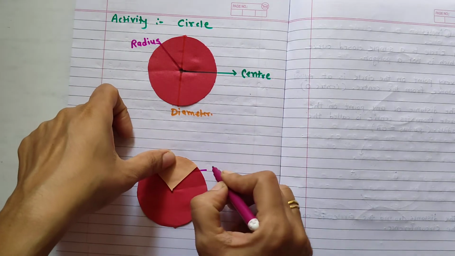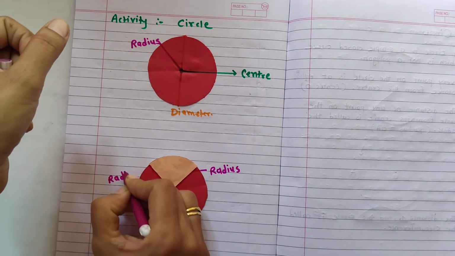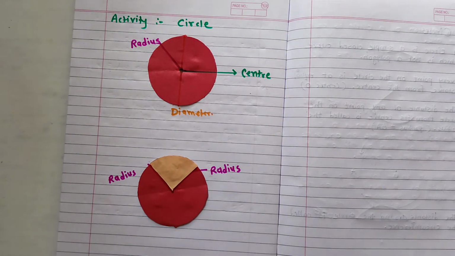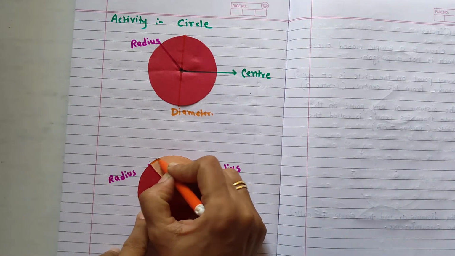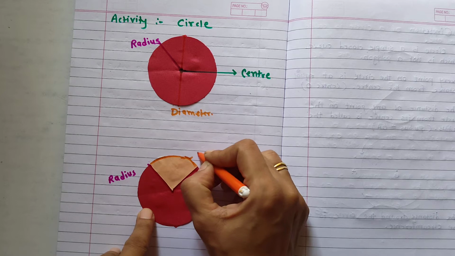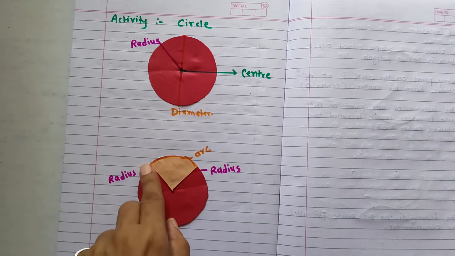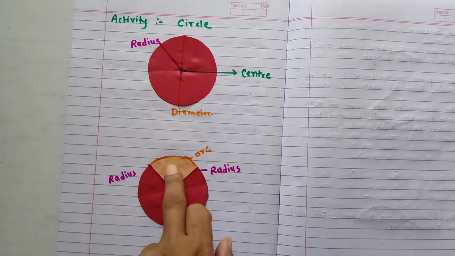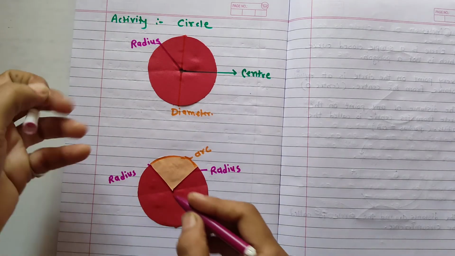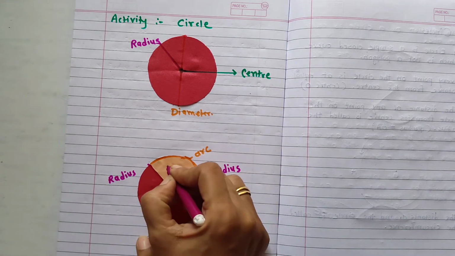So write the name. This is radius. Again this is radius of the circle. And what is this? This is arc. Okay, this is the arc of the circle. This is arc, and this is the part we get from 2 radii and 1 arc. This part is enclosed by 2 radii and 1 arc. We get here a sector. So you have to write the name here, sector.